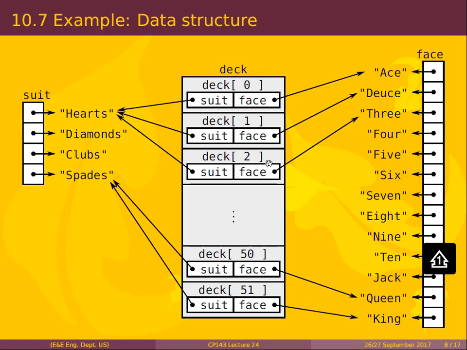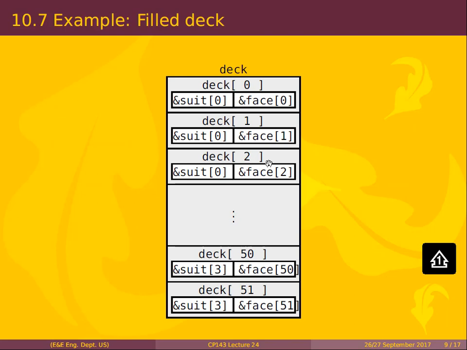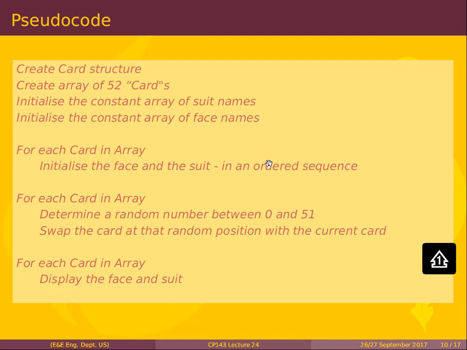In the middle, I have an array that can host all of these card types. That'll have all of my individual cards in it. So I create an array of 52 cards, that's my deck, and initialize the constant array of suit names, that's my hearts, diamonds, spades, that type of stuff. Then I initialize a constant array of the face names. And those two are constants, why? Because they don't change. That's the way those cards are.